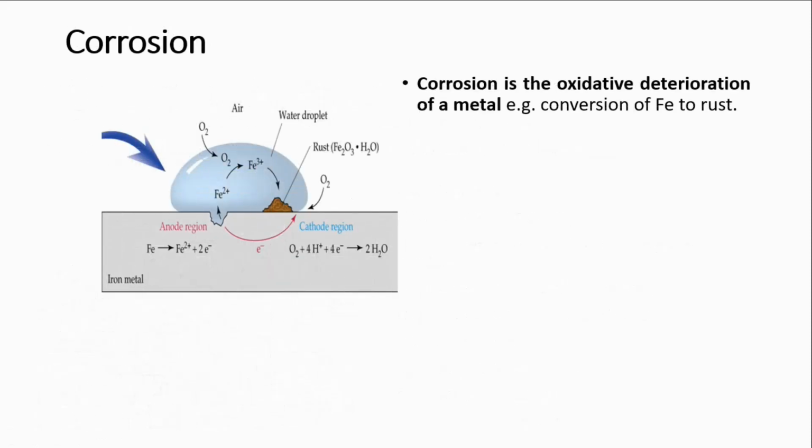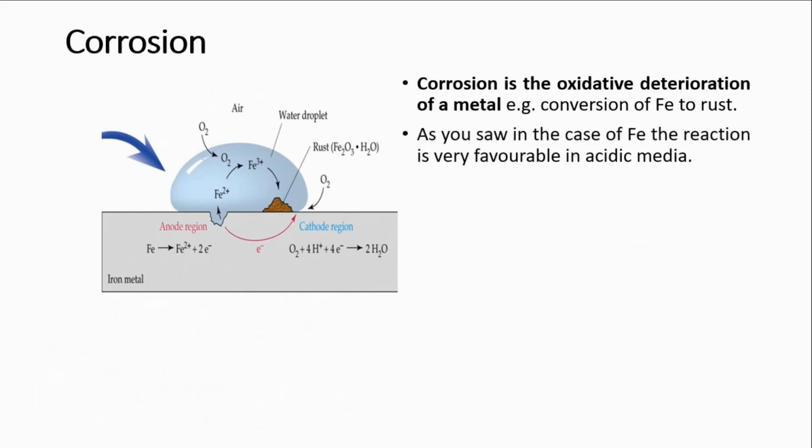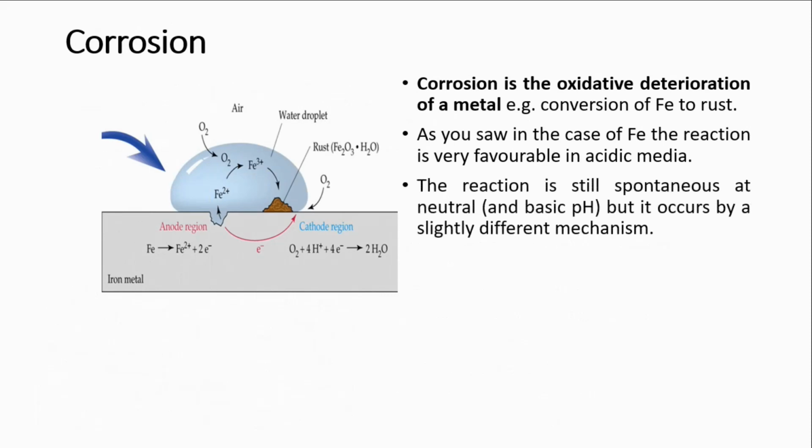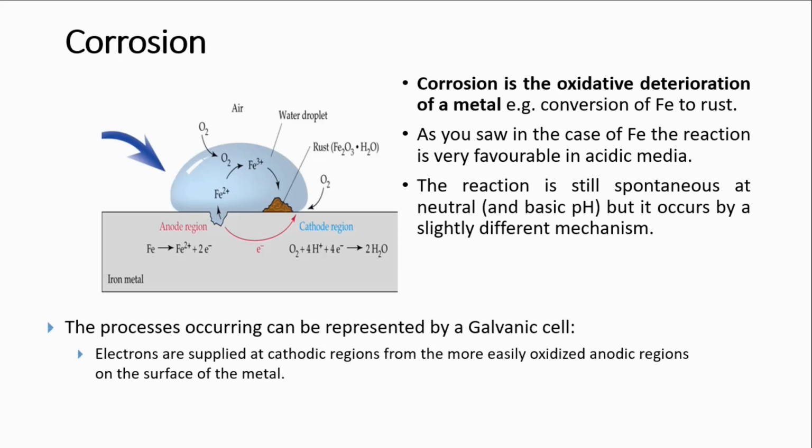Now, corrosion, of course, is oxidative deterioration of metal. For example, corrosion of iron, as we just discussed. As you saw in the case of iron, the reaction is very favorable in acidic media. The reaction is still spontaneous under neutral conditions, where pH is 7, and even under basic conditions, where pH is above 7. So it occurs in acidic, neutral, or even basic media. Of course, in basic media, the reaction mechanism and the steps involved are a little bit different, but in the end, you get the same results.